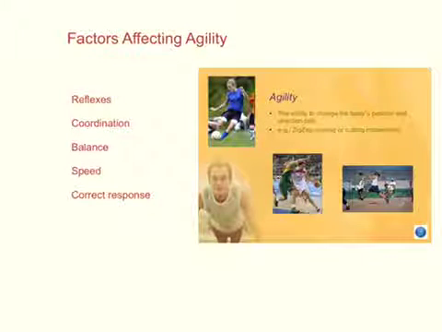Some factors affecting agility include reflexes. We need our body to react as quickly as possible to a situation. Coordination, we need to make sure those body parts work together to move as quickly as possible. Balance, again, this is why the ready position is important in athletics. We want that low center of gravity ready to move. Speed, again, we want to move as quickly as we can. And then obviously correct response. If I need to go right and I go left, that's going to affect my agility.